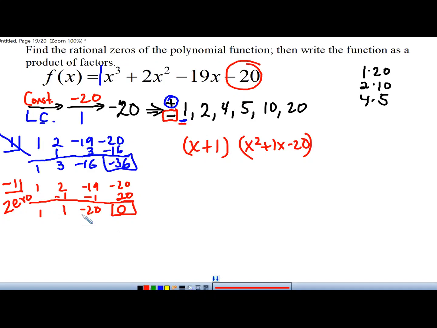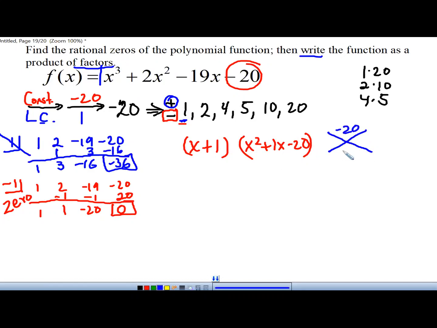So once again, the divisor of negative 1 became x plus 1 because we're going backwards. And the quotient is what we have left, which is x squared plus 1x minus 20. Here it is. All right, are we done? Let's see. It says to write our function in factors. Okay, so we have factors, but can we factor this one a little bit more? Let's see.